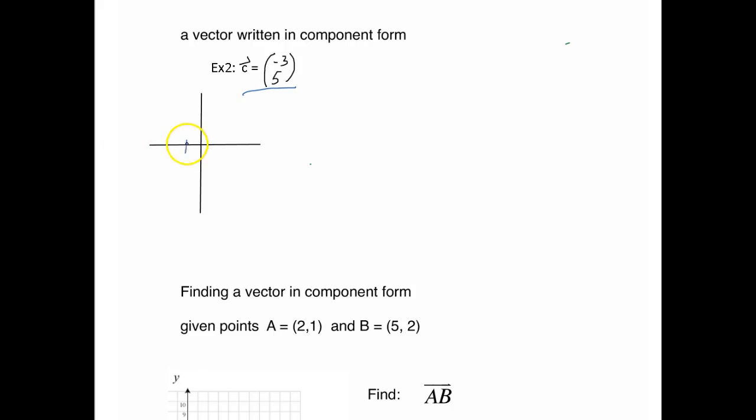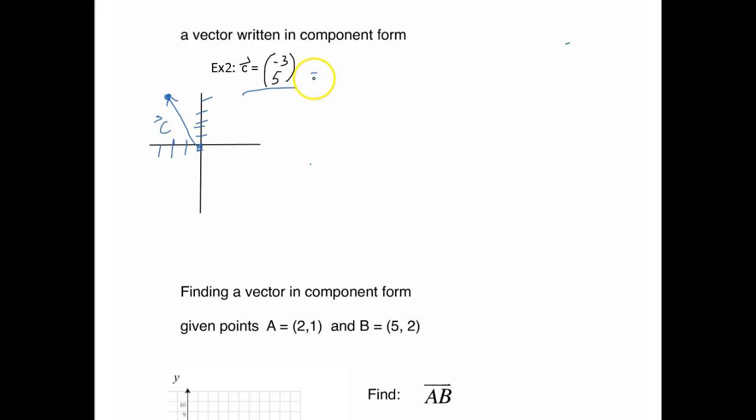So let's go to the point -3, 5, right? So that's the x value -3, and that's the y value 5. So we're going to go to that point. So -3, 5 right there. Now remember, it's in component form. That means you start at the origin and you go toward that point. And that's vector C. That's how easy it is.